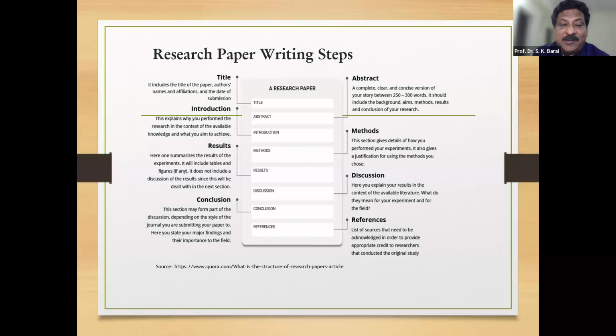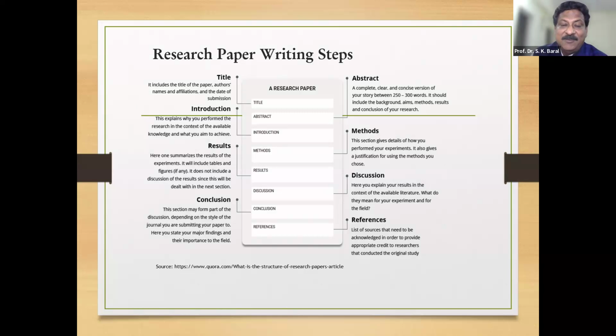So to establish your result, always include different tables and figures. It will give support to your result. Then discussion. When we are talking about discussion, here you can discuss your experiments, and then you will go for conclusion. In this section, you are going to conclude with your major findings and their importance to the field.